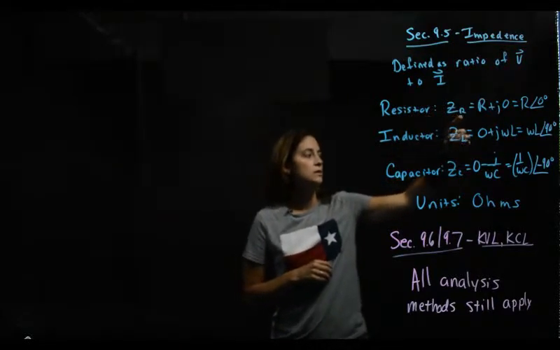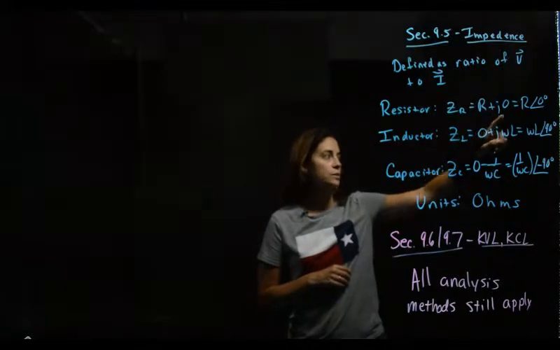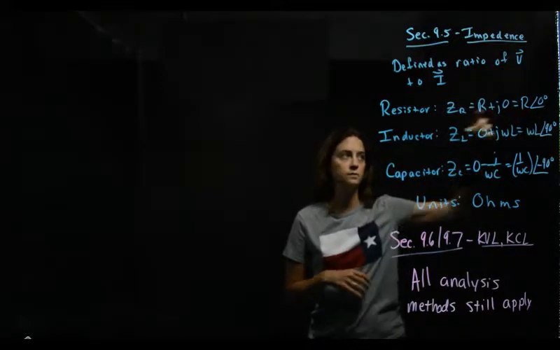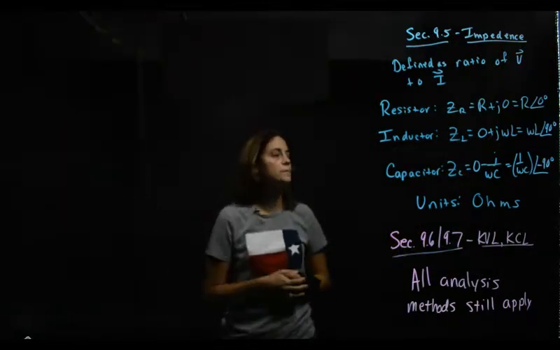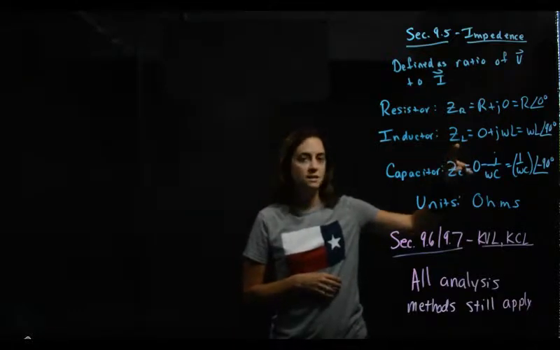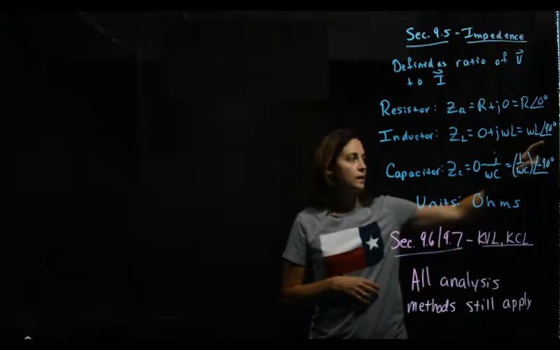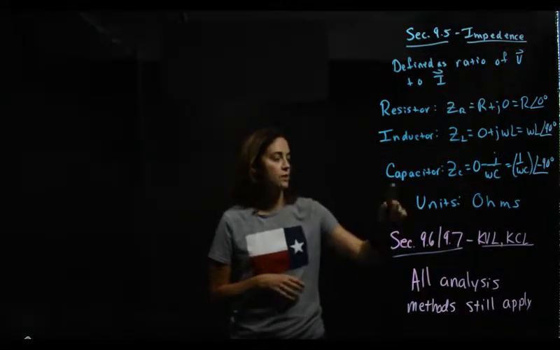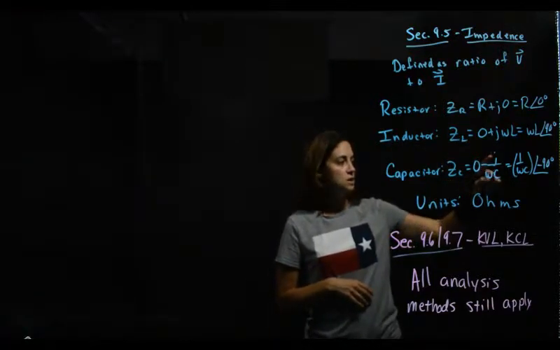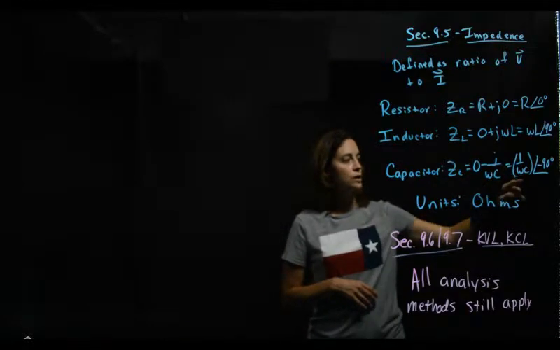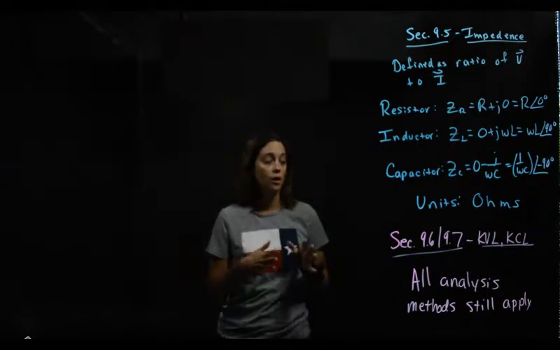So for a resistor, ZR, in rectangular form, you have R plus j0, or R at an angle of 0 degrees. So resistor R, impedance R, still R. R is R. That's pretty easy, right? For the inductor, our impedance ZL is 0 plus j omega L, or omega L at 90 degrees. And then our capacitor, ZC, the impedance of our capacitor, is 0 minus j over omega C, or 1 over omega C at an angle of minus 90 degrees. And again, all of these units are ohms.